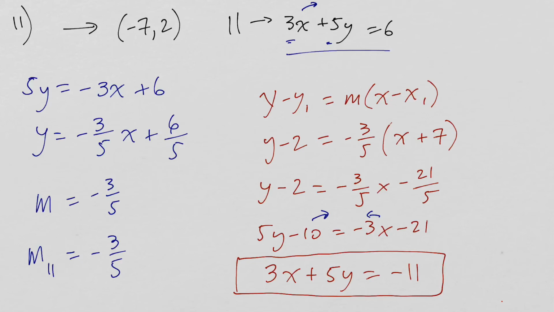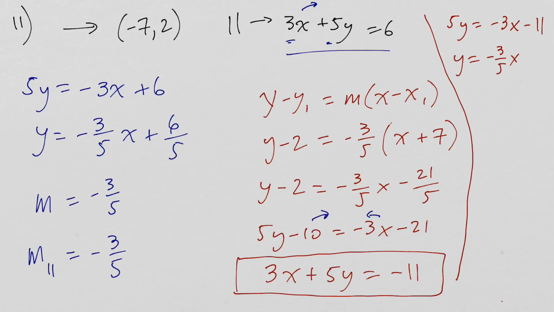Well, let's see. I'm just going to squeeze it in over here. So I'll move my 3x over, so I have 5y is equal to negative 3x minus 11. And now I'll divide by 5. And so I'll say y is equal to negative 3/5 x minus 11/5. That's slope-intercept form. It would have been easiest to go from the point right here and get that.